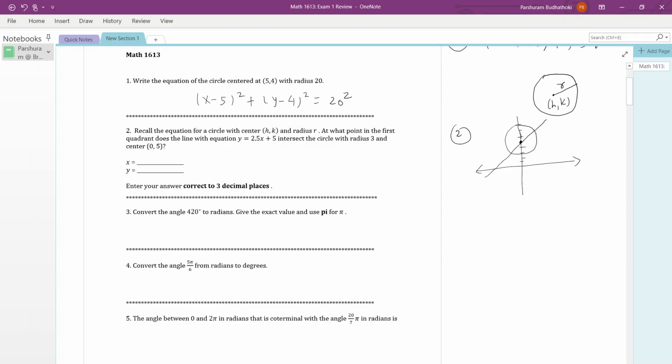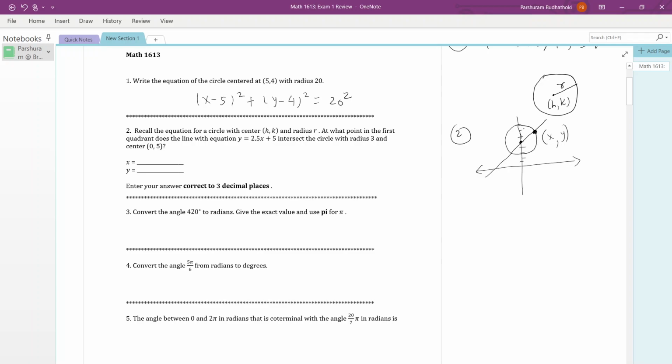So this is the point. We need to find out the coordinates of this point. So you can see, at what point in the first quadrant. There might be two different points, but we are looking for the point which is in the first quadrant. So the x coordinate and the y coordinate. So how can we find it?